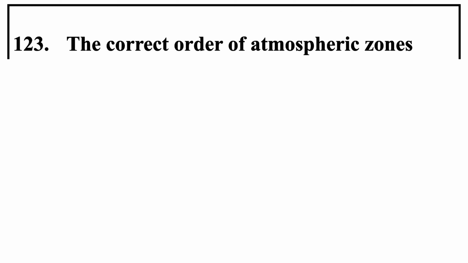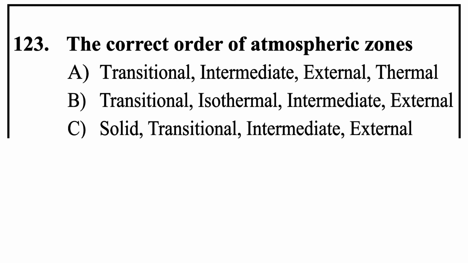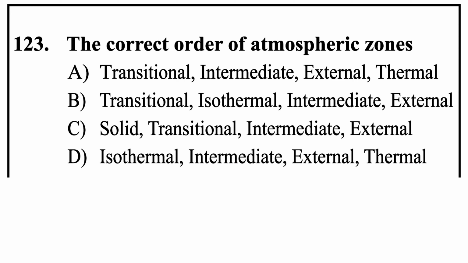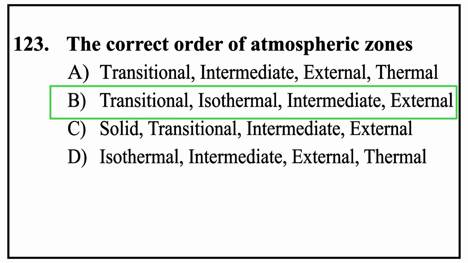123. The correct order of atmospheric zones. Options A. Transitional, intermediate, external, thermal. B. Transitional, isothermal, intermediate, external. C. Solid, transitional, intermediate, external. D. Isothermal, intermediate, external, thermal. Here our right option is B. Transitional, isothermal, intermediate and external.